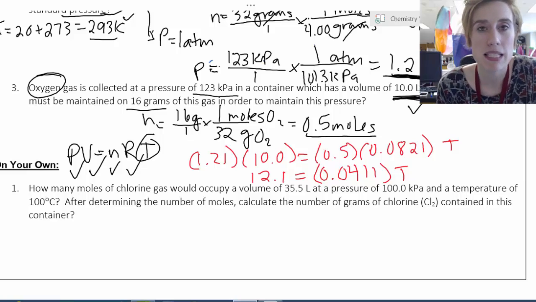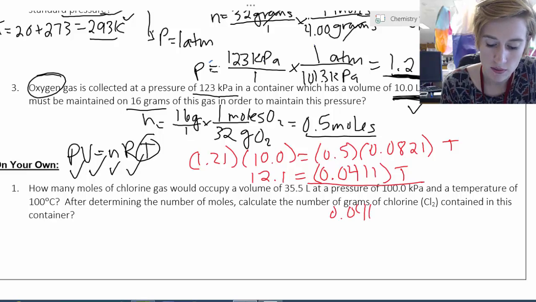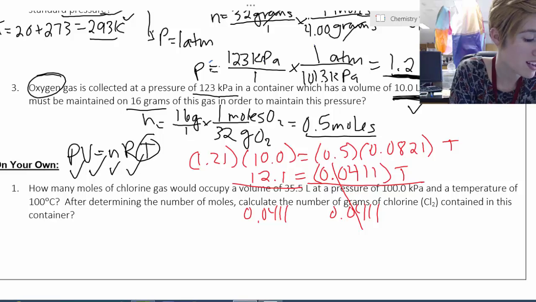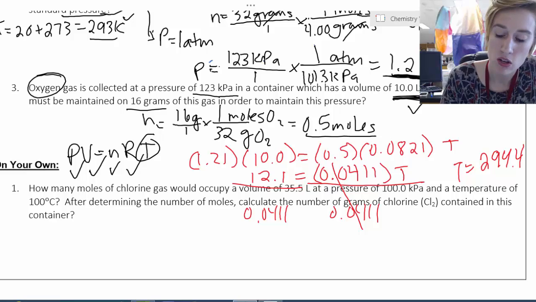So now to get T by itself, I got to divide both sides by this 0.0411 number. So I'm going to do that. Sorry, it's hard to see. So I'm going to write down here. That cancels. When I divide this side, I'll do 12.1 divided by 0.0411. And I get, so T equals 294.4. And then my unit for temperature is always Kelvin.